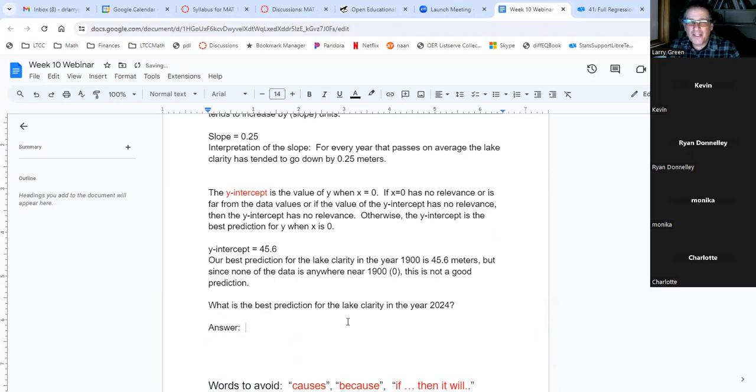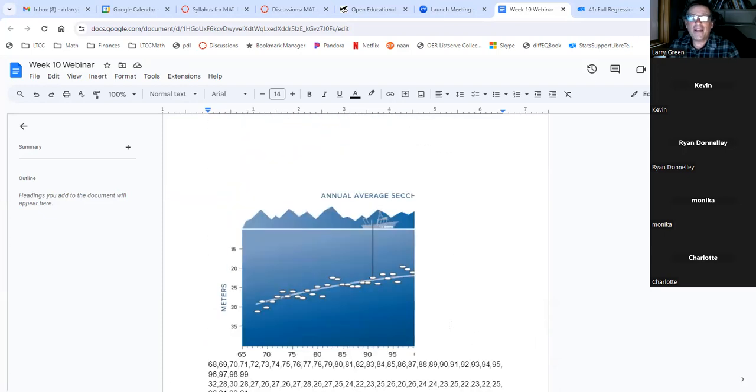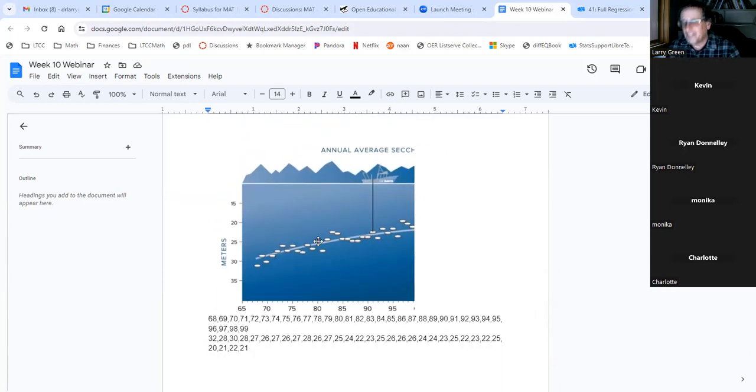Okay, so what is the best prediction for lake clarity in the year 2024? So again, imagine, Clinton, it was, the president of the United States and also some senators were in a room, being shown this by UC Davis. And then they said, well, let's see what it would be in the year 2024. Okay. By the way, the year 2024 has x value 124. It's 124 years after the year 1900. That's where we are now. How do we find the best prediction for today?